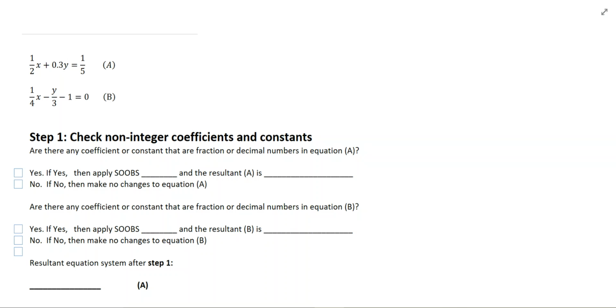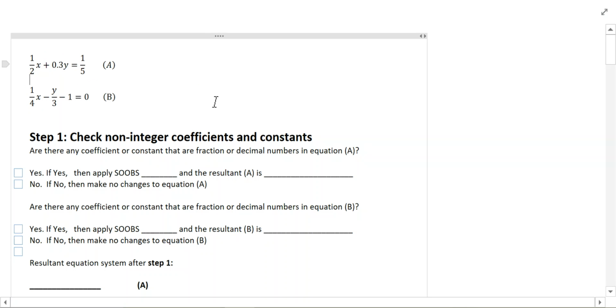For example, here in equation 1, we can see there's a 0.3, which is a decimal number, and also there are some fraction numbers. All those are fraction numbers, right? So typically, we don't like fraction numbers and decimal numbers. So the first step usually is to use SOLBS, single equation solves, to convert those numbers into integer numbers. So let's just go through the templates.